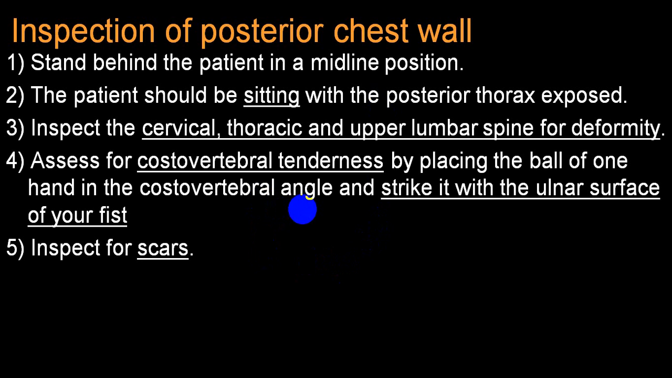You can look at the cervical, thoracic, and lumbar spine, any deformity. You can look at the costovertebral junction, renal angle. On palpation and percussion, you can look for costovertebral tenderness. If there is any scar on the posterior side, you can look at the scar and detail regarding the scar, any pulsation, any dilated veins, etc.